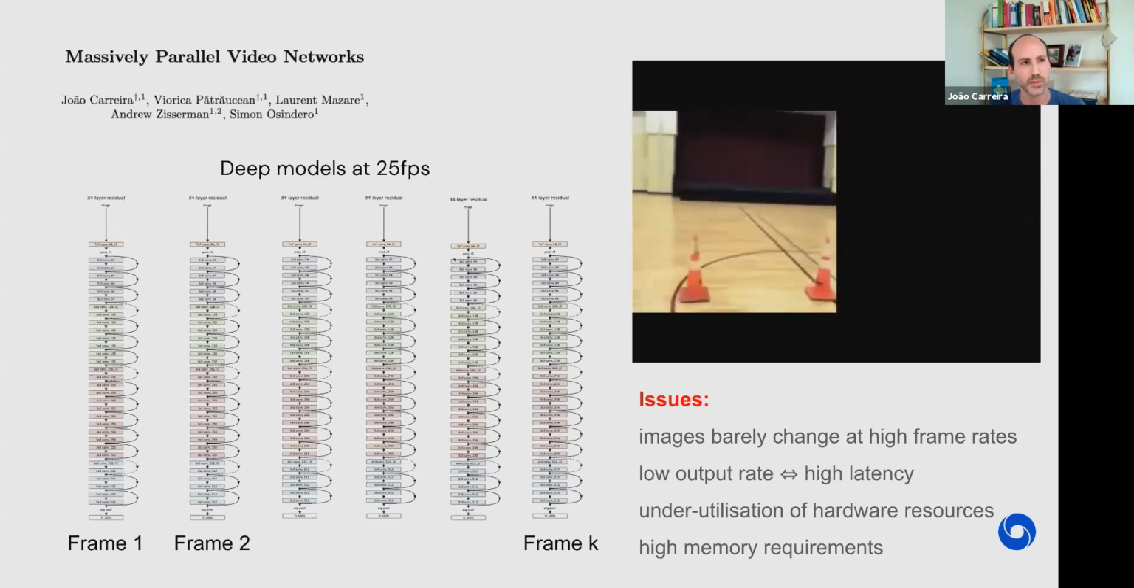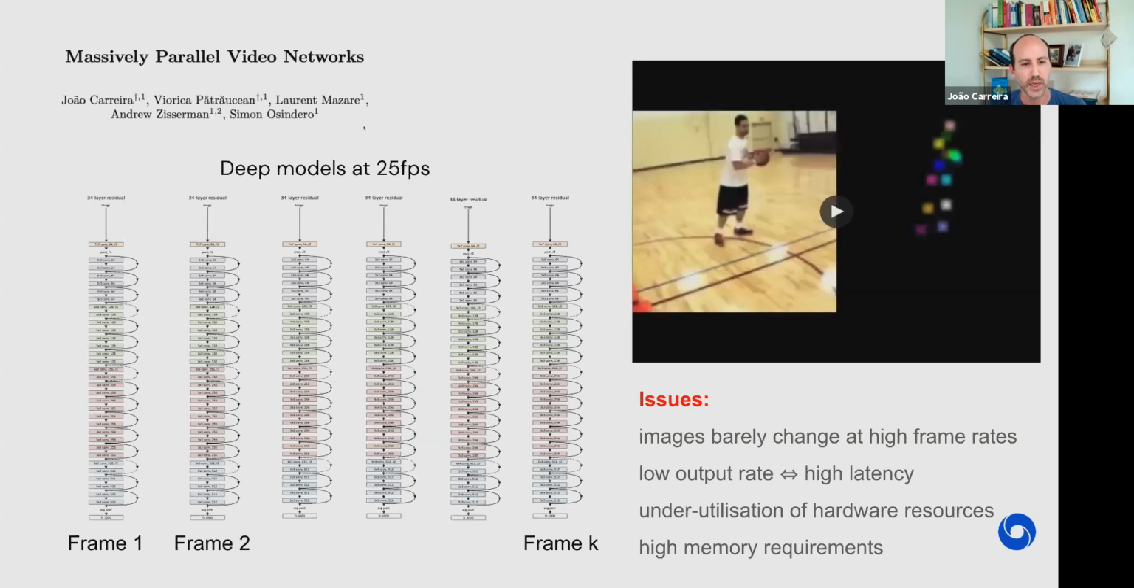So this paper is called Massively Parallel Video Networks. The idea there is that we identified these very deep models that people process videos with, say a ResNet that has 40 layers. These models have high latency because they need to do all these layers in sequence. They can't really parallelize them and process them at the same time. You need to start with layer 1, layer 2, and so on up until the end, and this may take a long time.